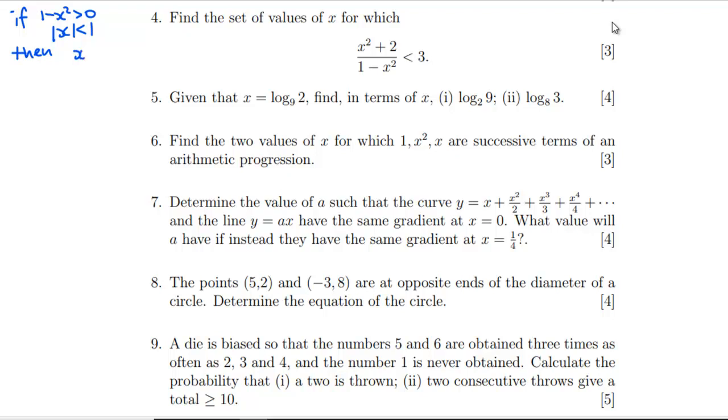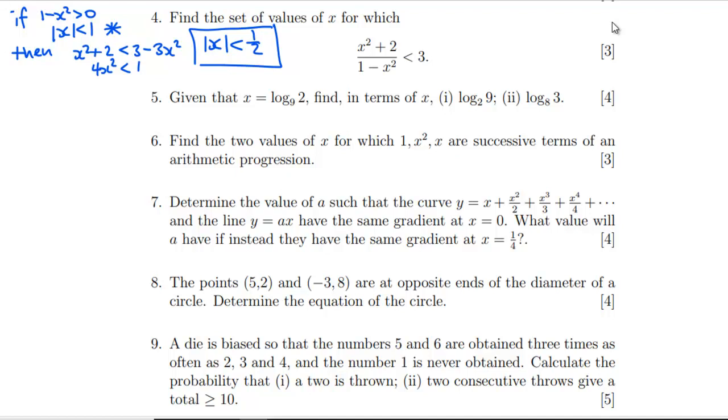So we're going to get x squared plus 2 has got to be less than 3 minus 3x squared. So what's that? 4x squared has to be less than 1. So that means that mod x has got to be less than a half for that one. So that's fine because it doesn't clash with our condition that we've got there. So that's one set of values that we've got.